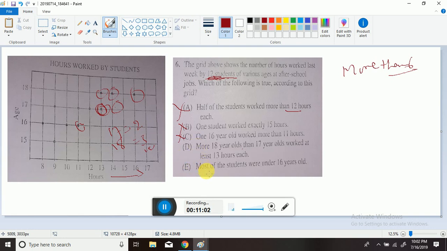Now let us see option E, most of the students were under 16 years old. Under 16 means only one student is there, so option E is also wrong. So our only correct answer is option D.